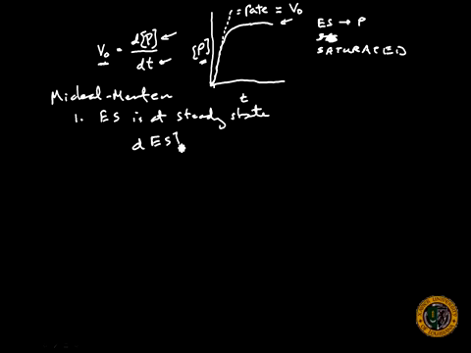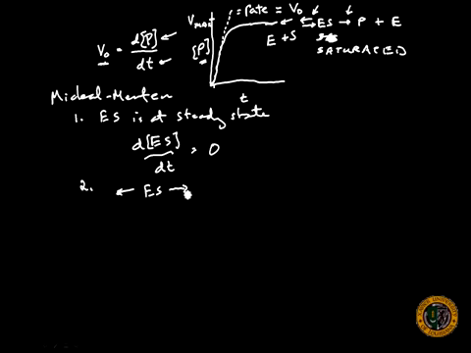the concentration of our ES complex per unit time is equal to 0. Another assumption is that the breakdown of the ES complex is greater than making product. So we measure this breakdown by what's K minus 1. K is a rate constant, and K2 is the rate of formation of product.